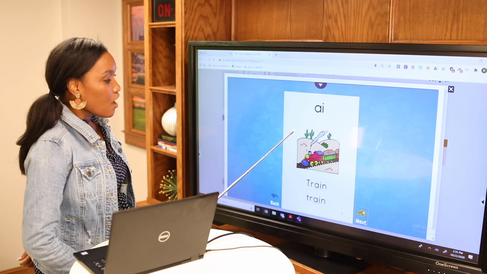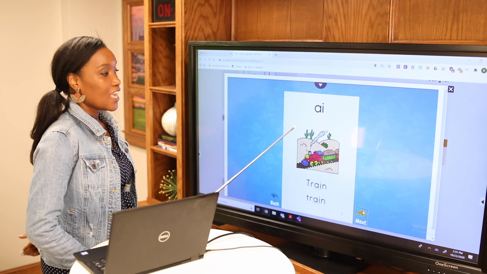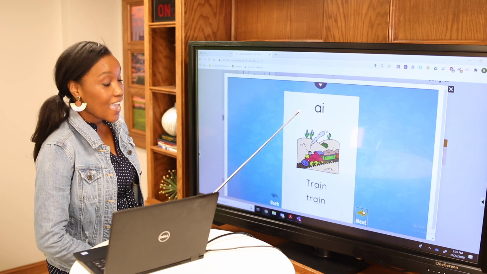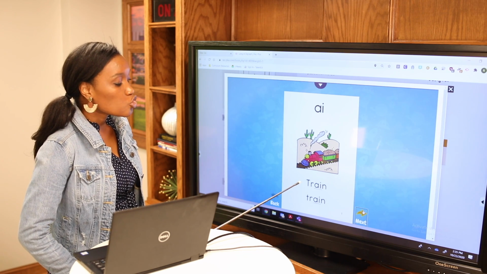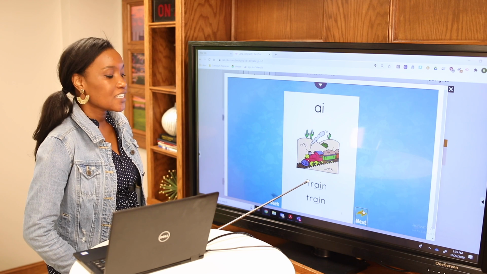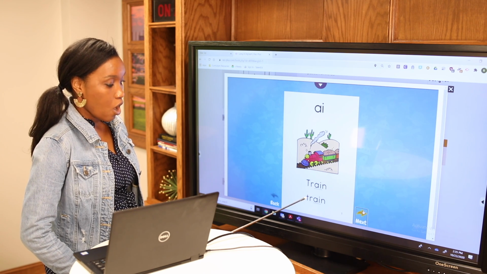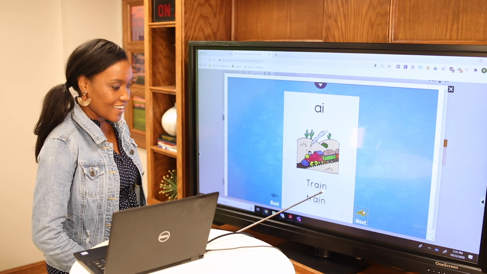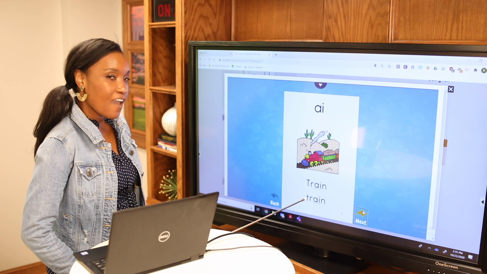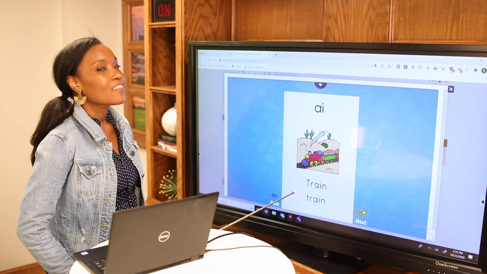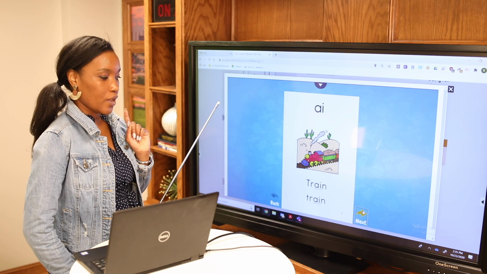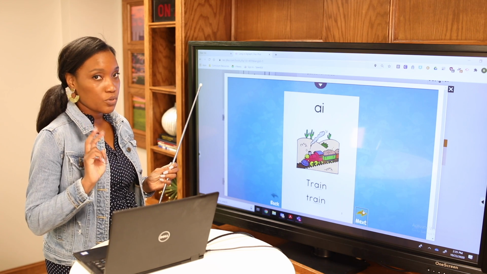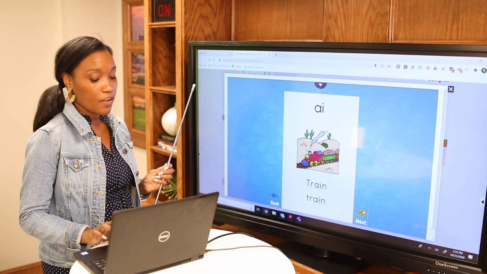Okay, A-I. Oh, it looks like train is spelled with an A-I. Train. Let's spell it. T-R-A-I-N. Train. As you can see, they have A-I underlined. That's because they want you to focus on the spelling A-I. Remember, we're looking at 2 different spellings of long A.